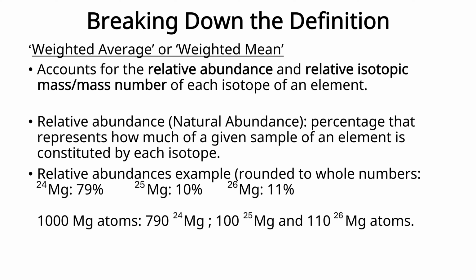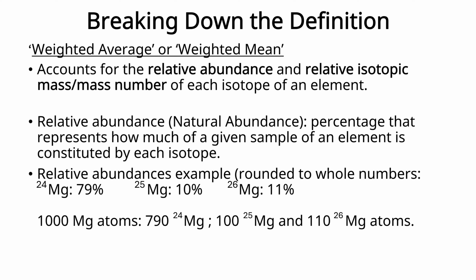Quick reminder, isotopes are atoms of the same element that have the same number of protons and electrons, but they have different numbers of neutrons, and this is represented by variation in mass number, which is the unitless value that represents how many protons and neutrons, collectively known as nucleons, are present in the nucleus of the isotope. Now, the two variables involving isotopes that are considered or weighted are the relative abundance and the relative isotopic mass, or mass number, of each isotope of an element.